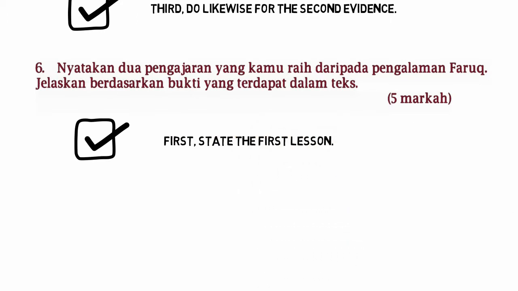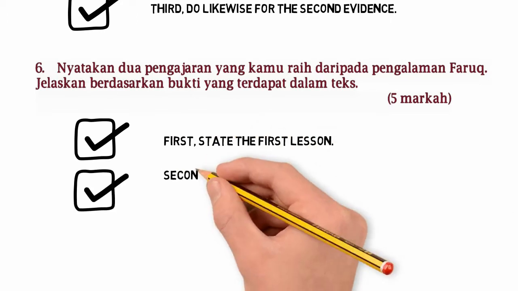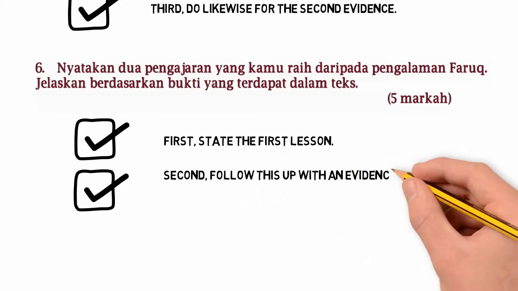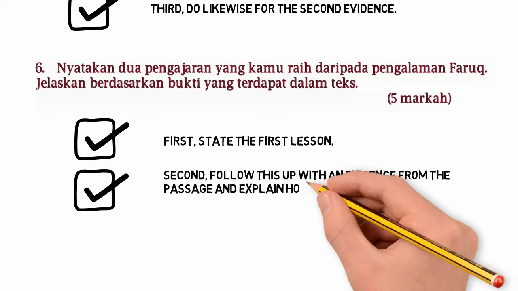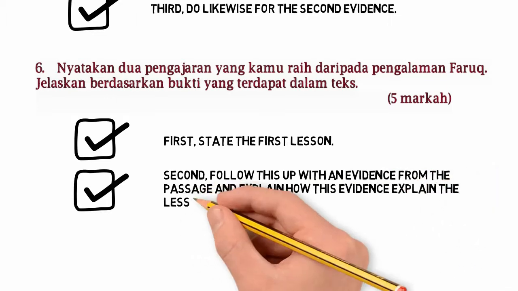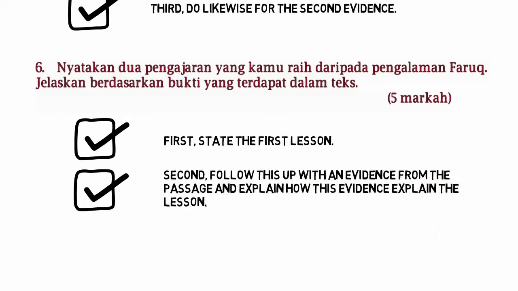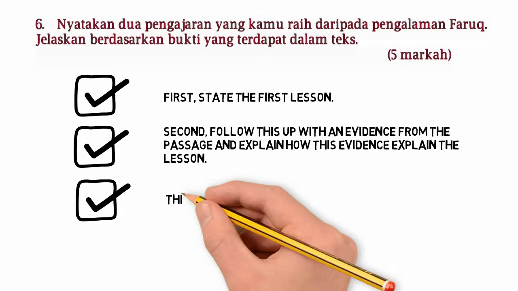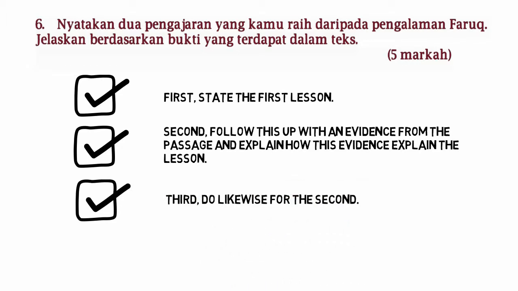First, state the first lesson. Second, follow this up with an evidence from the passage and explain how this evidence explains the lesson. Third, do likewise for the second lesson.